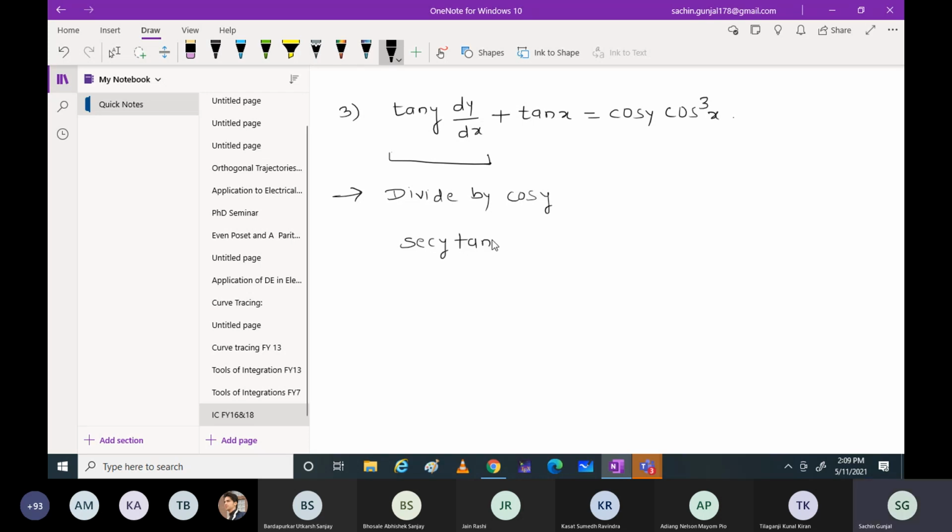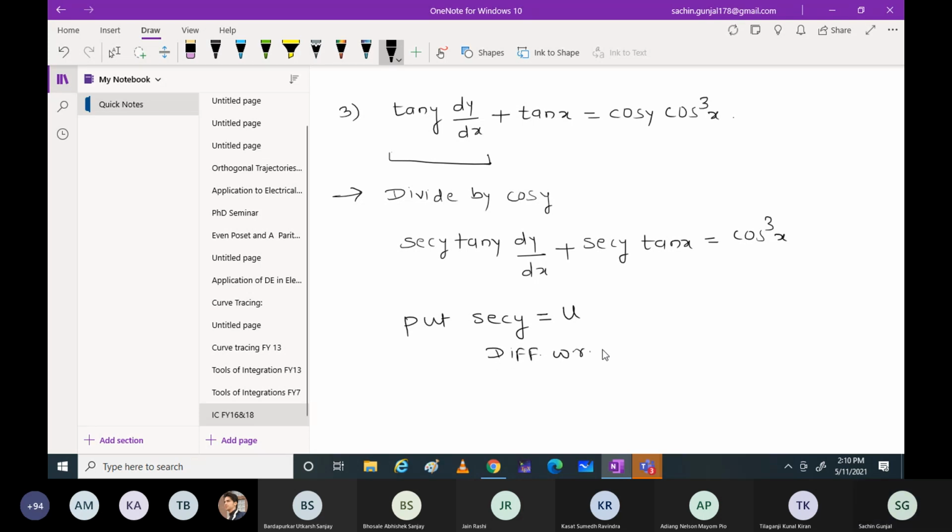Sec y tan y dy by dx plus sec y tan x is equal to cos cube x. Now, yes, put sec y as t, or let me use u. So differentiating with respect to x, what will you get? Sec y tan y dy by dx is equal to du by dx.